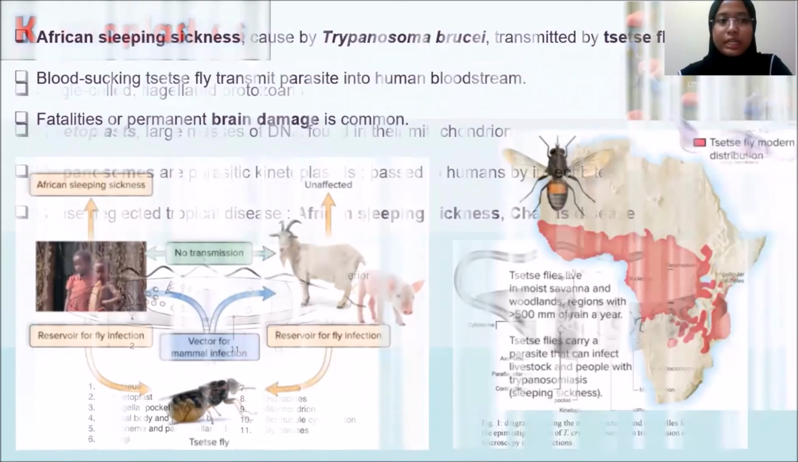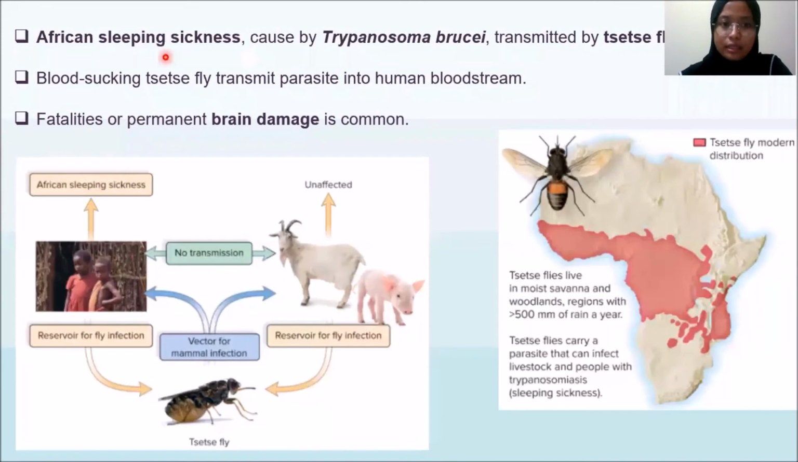So we will look at African sleeping sickness. African sleeping sickness is caused by Trypanosoma brucei and transmitted by the tsetse fly in the genus Glossina. The blood-sucking tsetse fly will transmit the parasite into the human bloodstream, and fatalities or permanent brain damage are common. Other symptoms of African sleeping sickness are fever, headache, extreme fatigue, and swollen lymph nodes.